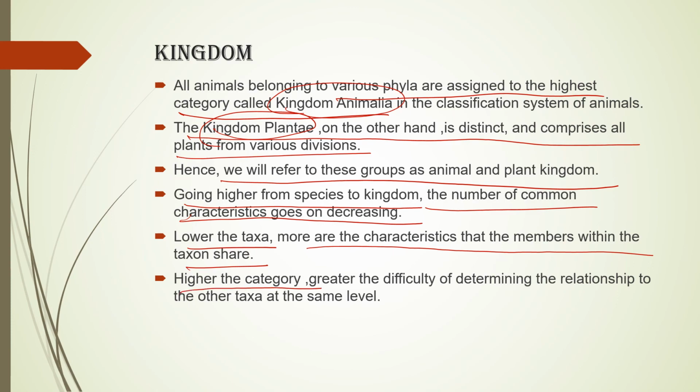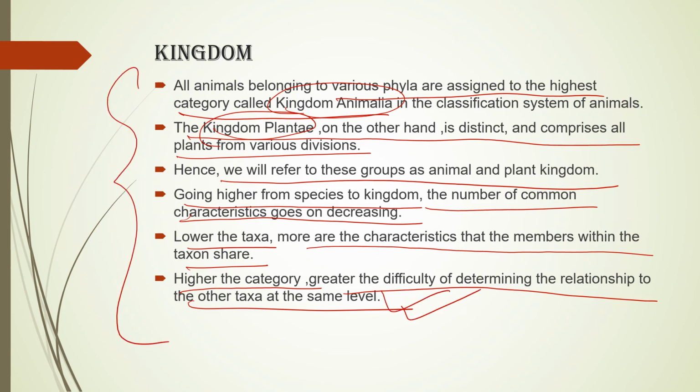Now higher the category, greater the difficulty of determining the relationship of one taxon with the other taxa at the same level. So is it clear to everyone? We have already discussed species, genus, family, order, class, phylum and kingdom. So this is all we can discuss about the taxonomic categories, or the hierarchy of this taxonomical classification.